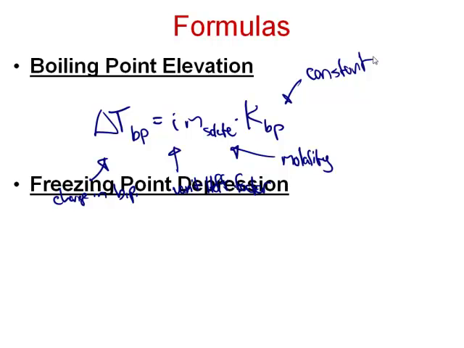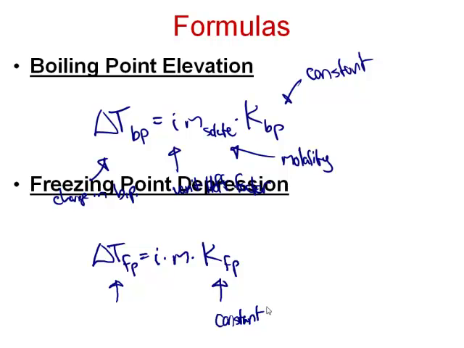Freezing point depression has a very similar formula. Delta T FP is equal to I times M times K FP. This looks very similar. I and M have exactly the same meaning. I is the Van Hoff factor. M is the molality of the solute. Delta T FP is the change in the freezing point. And K FP is just another constant, which is characteristic of the solvent that you are working with. Excuse me, got the hiccups. These are found in chapter 14 of your textbook.